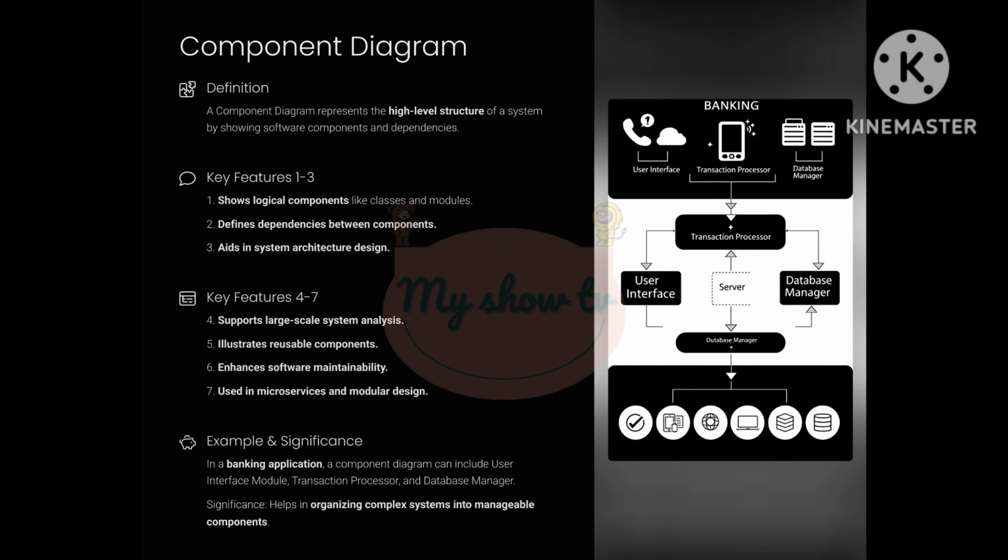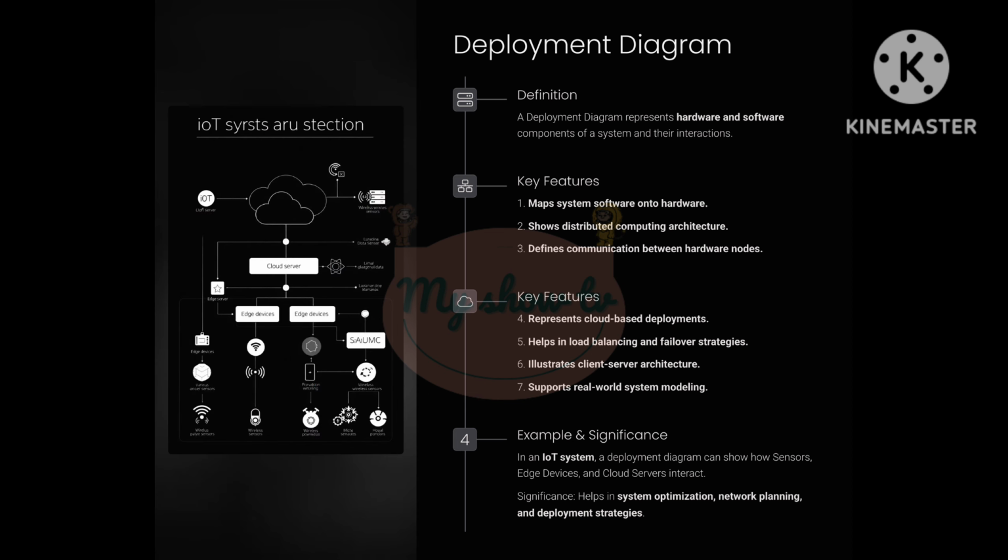Defines modularity and reusability. Deployment diagram illustrates physical setup of a system. Helps in planning infrastructure. Example. For a banking system, component diagrams can show a user interface component interacting with a backend server. A security module handling authentication. Significance: these diagrams ensure clear software structure, maintainability, and efficient system deployment.